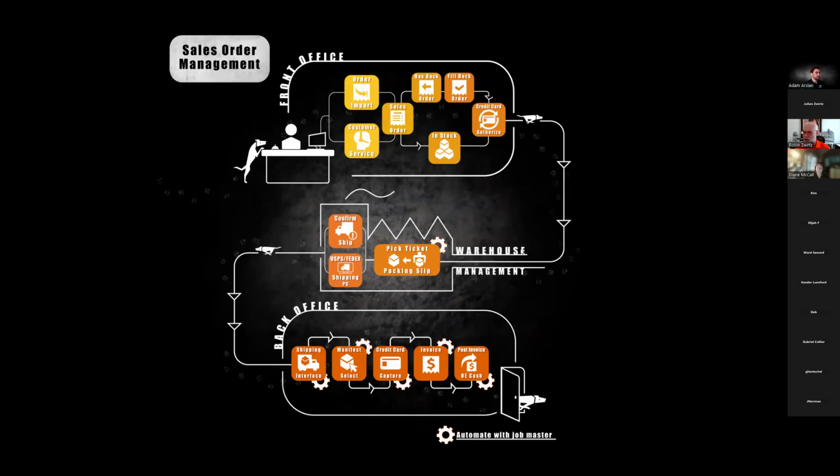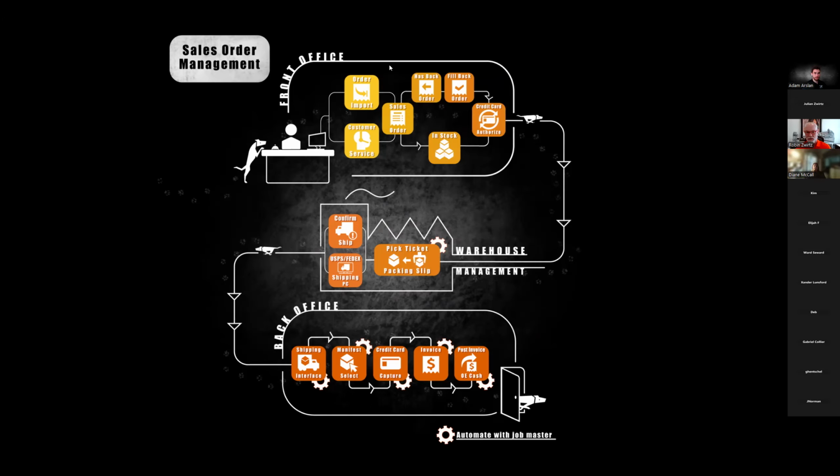So drilling into Enterprise, into sales order management, you can see that our perspective of sales order management really encompasses three main pieces. That's basically the front office piece of getting an order that is shippable, and then the warehouse management piece, which is actually delivering that, and the final piece is the back office piece, where we can completely automate the entire end of day process.